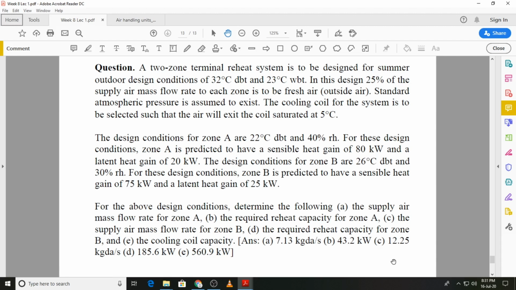So I have placed a question at the end. This is for a terminal reheat system, and it is left as an exercise for you to solve. As I mentioned earlier, the procedure will of course be similar to that of the cooling cycle that we went through earlier: we need to locate the states and develop the entire cooling cycle, and once we have that, we can extract the desired answers as we proceed with the solution of the problem. And that is all for this lecture, and we will continue with a new topic in the next lecture.